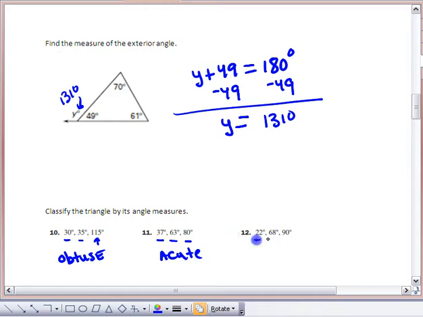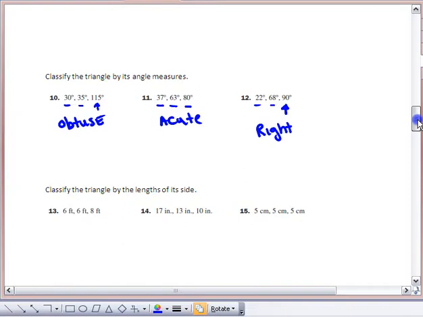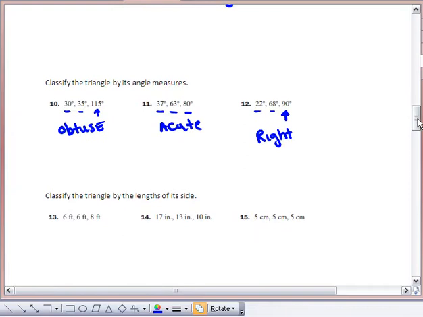This one now has two acute angles and one 90-degree angle. Well, a 90-degree angle is a right angle, so this means that this is a right triangle. So this is classifying triangles by their angles. Now we can also classify triangles by the lengths of their sides.